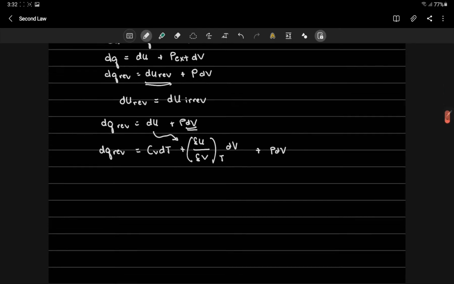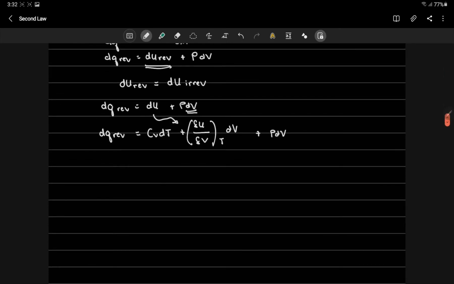Alright, now, what I will do next is divide the whole equation by temperature, T. And why am I doing this? Because, remember the definition of entropy. It is just dq rev over temperature, right? So, when I divide the whole equation by temperature, I will have dq rev divided by T. That is our entropy, or dS.